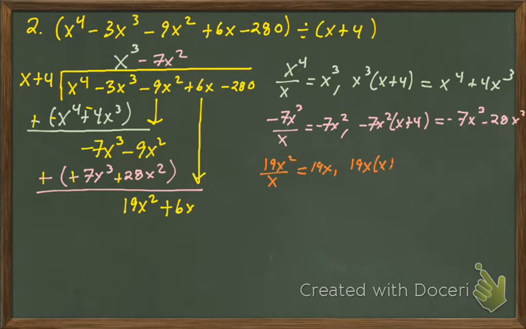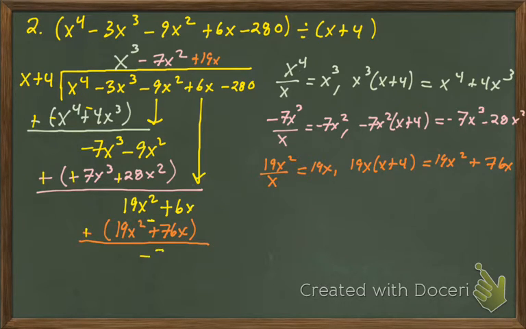19x times x plus 4 is going to be 19x squared plus 76x. Okay, so x goes into 19x squared, or x times blank is 19x squared, that's 19x. X times 19x, 19x squared. 4 times 19x, 76x. Subtract, change your signs. Negative 70x, bring down the last term, minus 280, and play the game one more time.